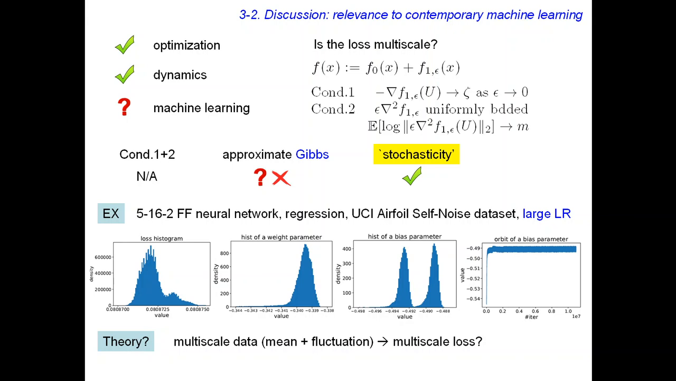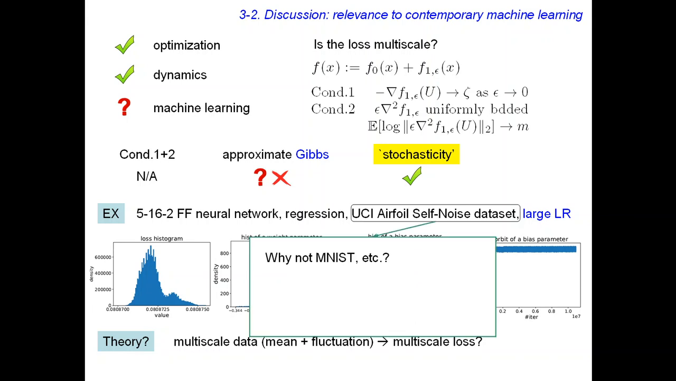Roughly speaking, we believe that if the training data is actually multiscale, which is not a very stringent assumption, because usually data correspond to small fluctuations around some macroscopic mean, then in certain setups, the loss can be multiscale as well. Note that this is actually not trivial, because the loss is a function of the network parameters. It's not a function of the data. But still, that's possible. So again, if you want to know more, I'll be very happy to discuss with you.